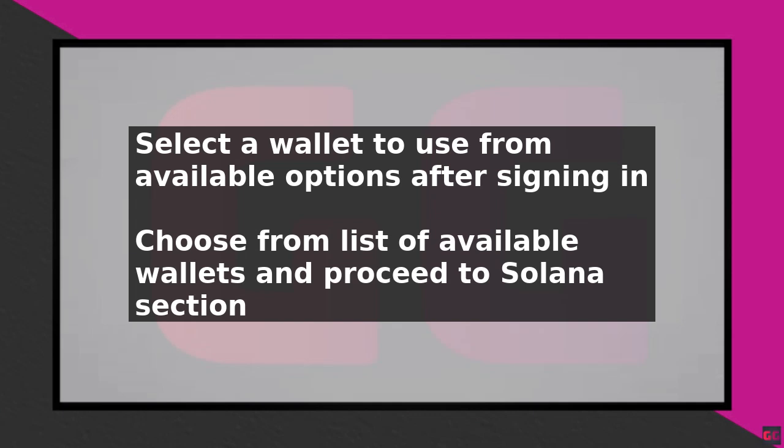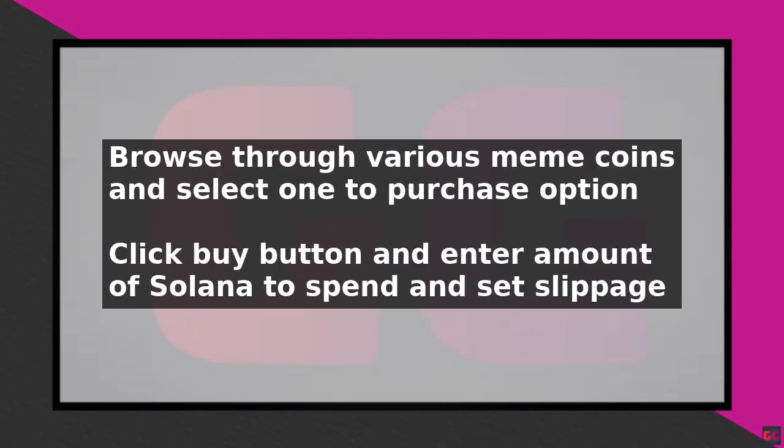After successfully signing in, you'll be asked to select a wallet to use, and you can choose from a list of available options. Once you've selected your wallet, you'll be logged in, and you can proceed to the Solana section. In the Solana section, you can browse through various meme coins and select one to purchase.